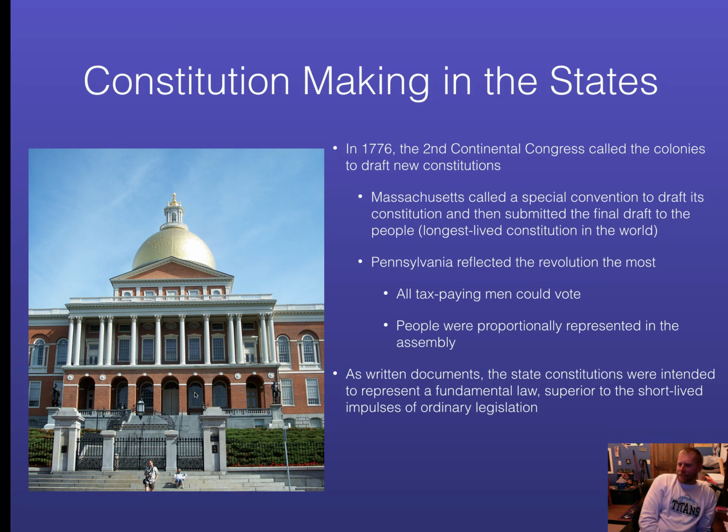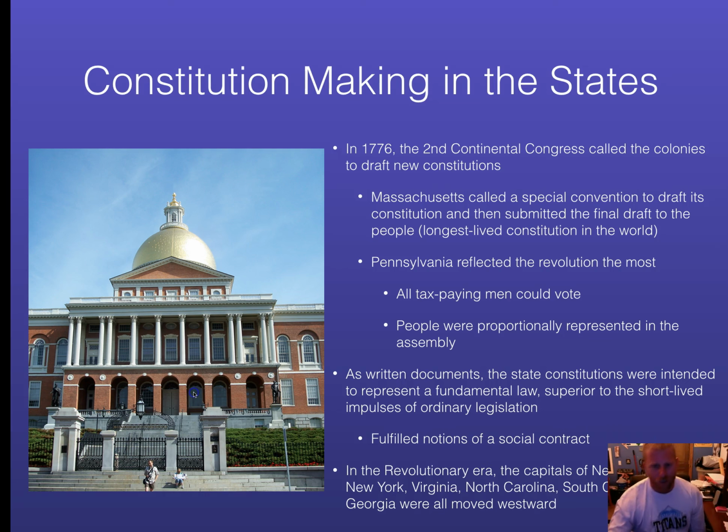As written documents, the state constitutions were intended to represent the fundamental law, superior to the short-lived impulses of ordinary legislation. Basically, this social contract wouldn't just go with the whims or impulses of the people, or even of legislation; it would hold true and preserve order. So the idea of a social contract, to hit that home again from Hobbes and Locke, is that people give up their absolute freedom, and in return the government provides fundamental protection.